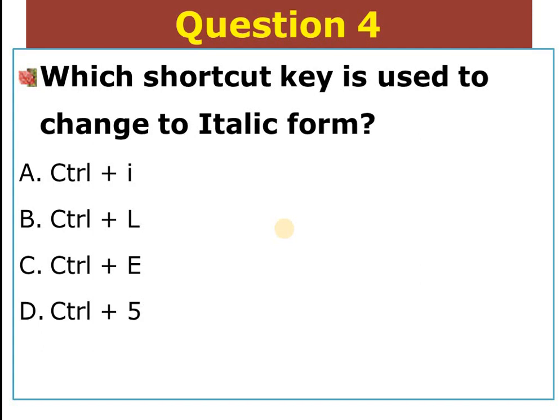Question number 4. Which shortcut key is used to change to italic form? A. Ctrl plus I, B. Ctrl plus L, C. Ctrl plus E, D. Ctrl plus 5. The answer is choice A. Ctrl plus I is the answer. If you press Ctrl plus I, you'll change a document to italic form.